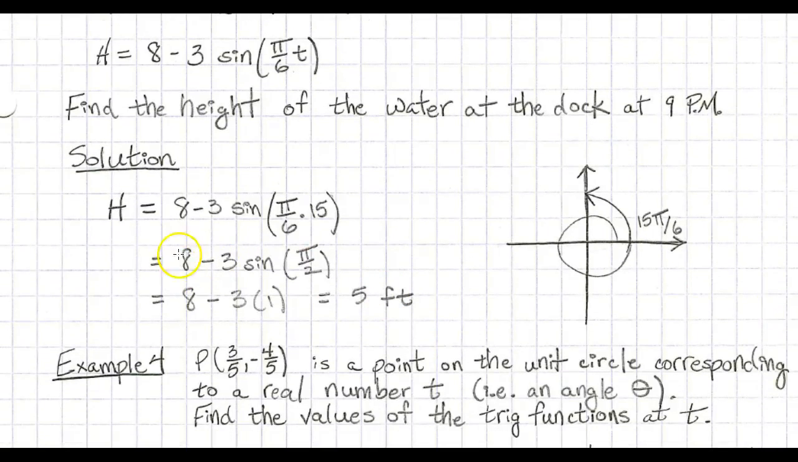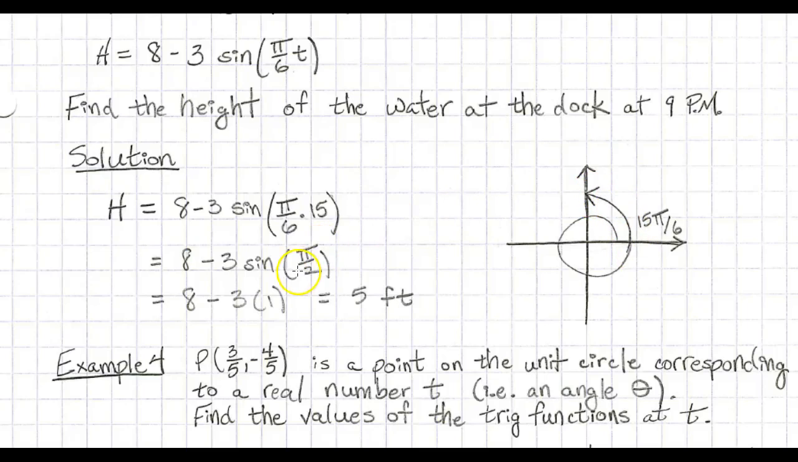So the height then would be 8 minus 3 times the sine of pi over 6 times 15. So 15 pi over 6. So again, I want to figure out a coterminal angle that's between 0 and 2 pi, because that's what I work with on the unit circle. So 15 pi over 6 is what? That's 2 and 3 sixths pi. So that's 2.5 pi. So 2 pi would be all the way around, and then another half pi would be up here at the 90-degree mark.